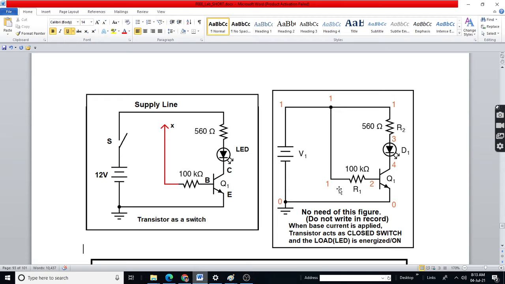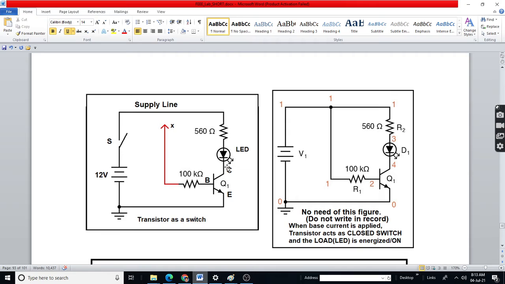Now, when you touch this X point of the base circuit to the supply line, base current will flow like this. In this loop, 1 2 0. When base current is flowing, the transistor will conduct, means collector current will flow like this, provided it is forward biased, properly biased.